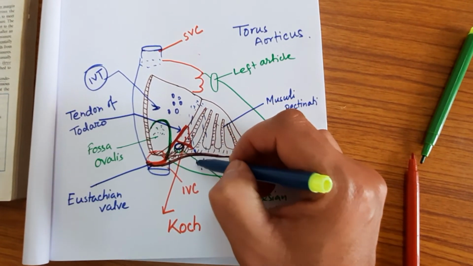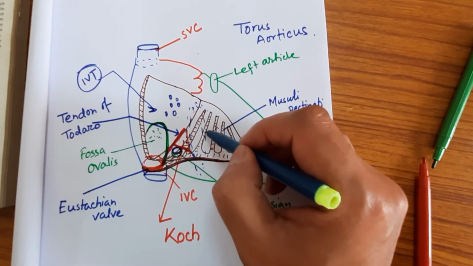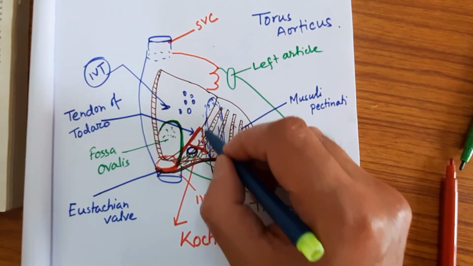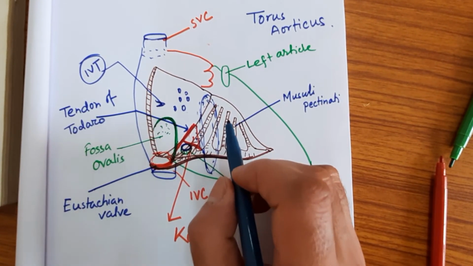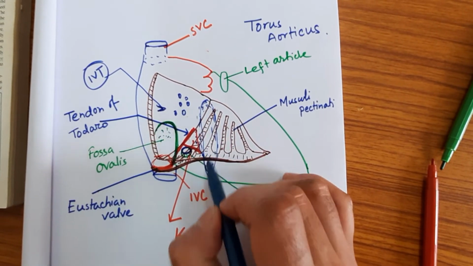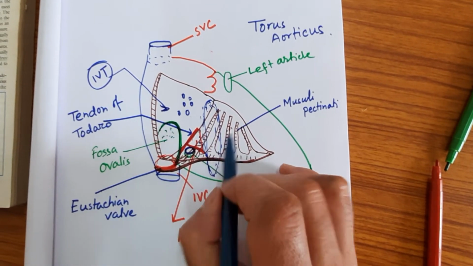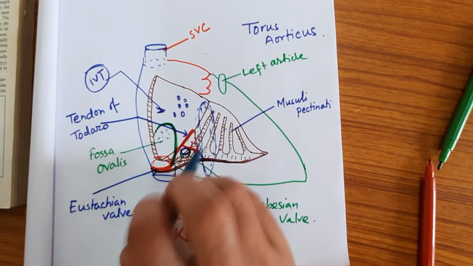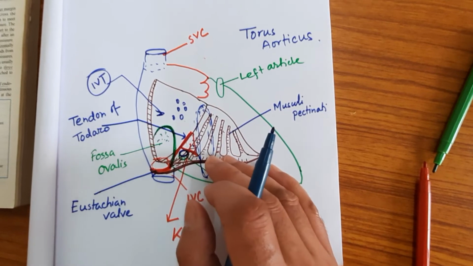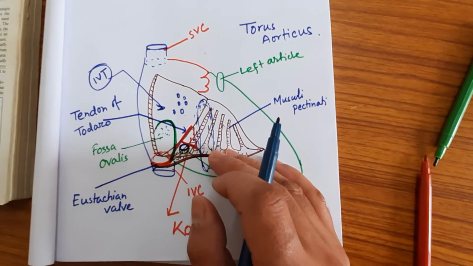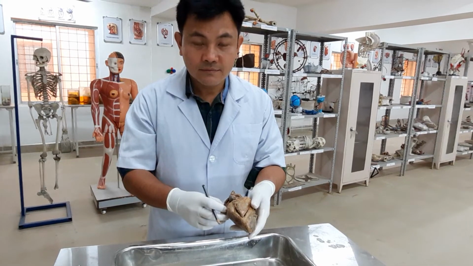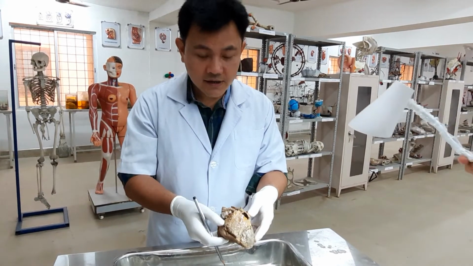Now in front of this, don't forget to say, there will be the atrioventricular orifice. Here in this area will be the atrioventricular orifice. It contains the tricuspid valve, which is oval in shape. And here, this opening is known as the vestibule. It's almost vertical, so that blood flows almost horizontally from right atrium to right ventricle, not from above downwards.